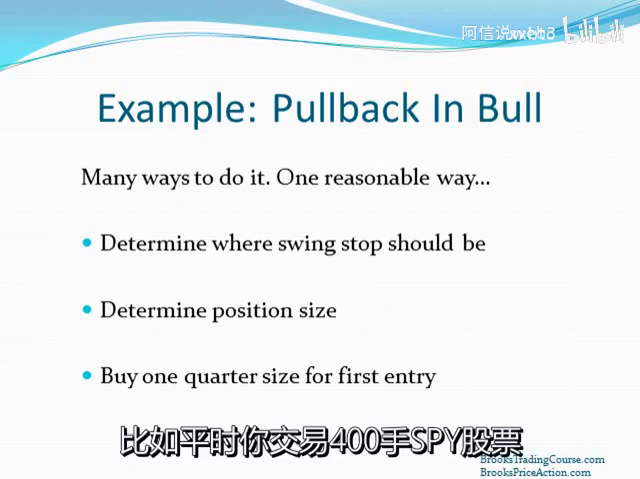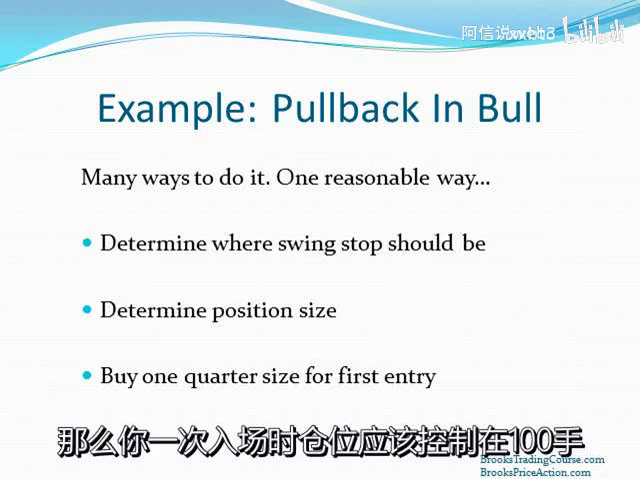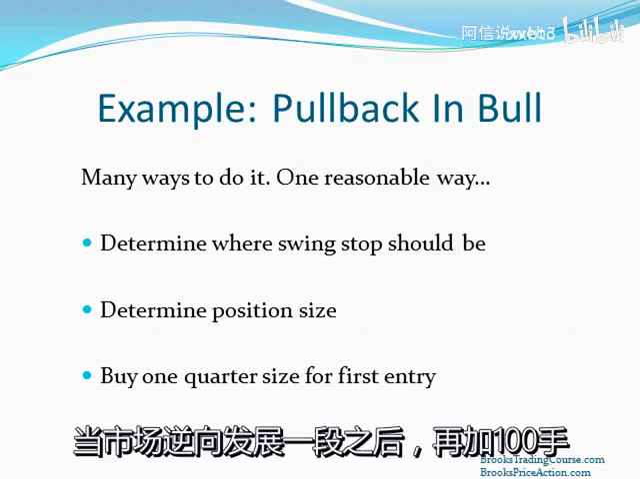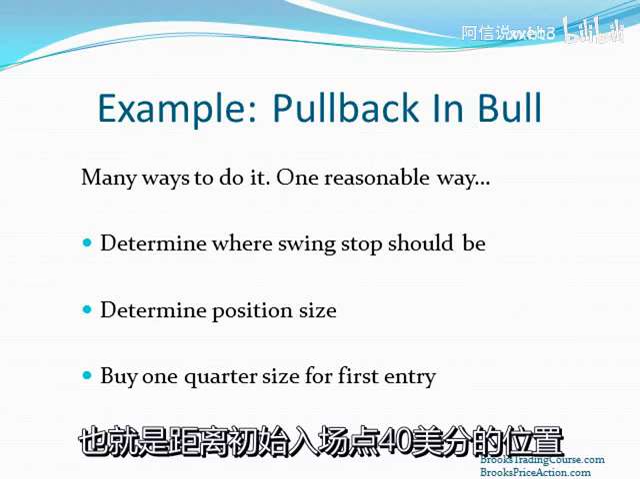So if you normally trade, let's say, 400 SPY shares, and you determine that your stop has to be twice what you normally use, you would trade 100 shares for your first entry, and then look to add another 100 as the market goes further against you, and exit the entire 200 at your swing stop, 40 cents from your first entry.